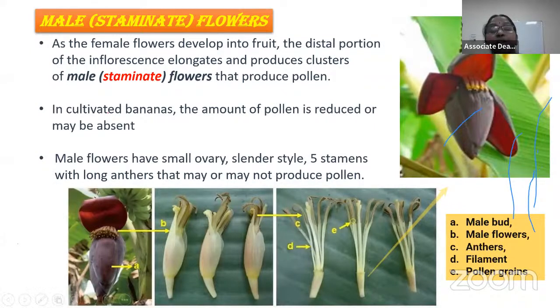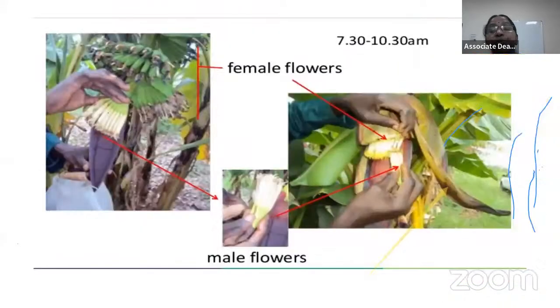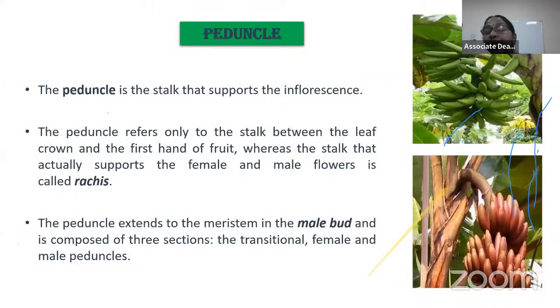And this is also another picture showing the male flowers close to the female flowers. And next one is the peduncle. It is the fruit stalk. So the stalk supports the inflorescence.